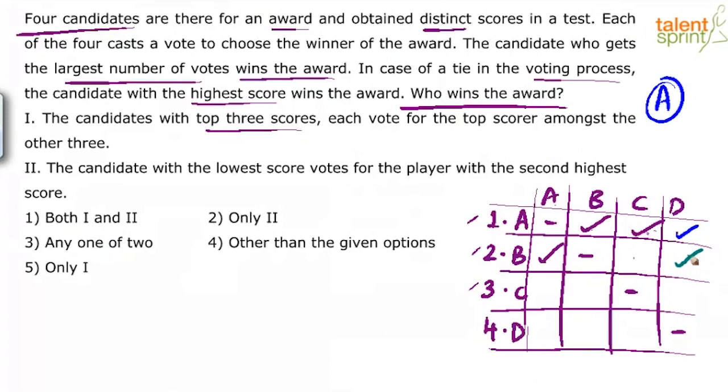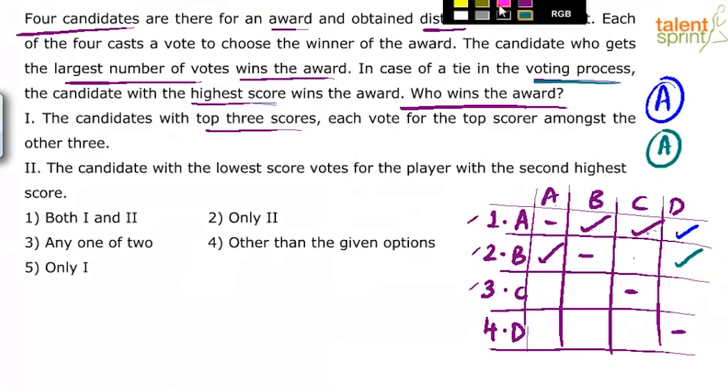If D votes for B, we find that B has got 2 votes and A has got 2 votes. In case 2, we assume that D has voted for B. So B has got 2 votes, A has also got 2 votes. And we know that when there is a tie in the voting process, who will win? The candidate with the highest score will win the award. Who is the candidate with the highest score? A. So anyway, A wins.